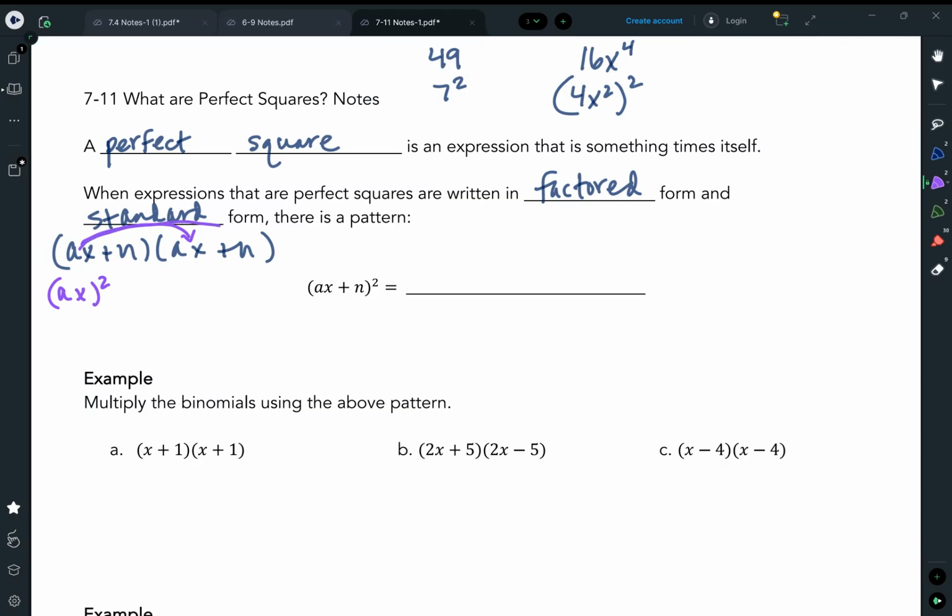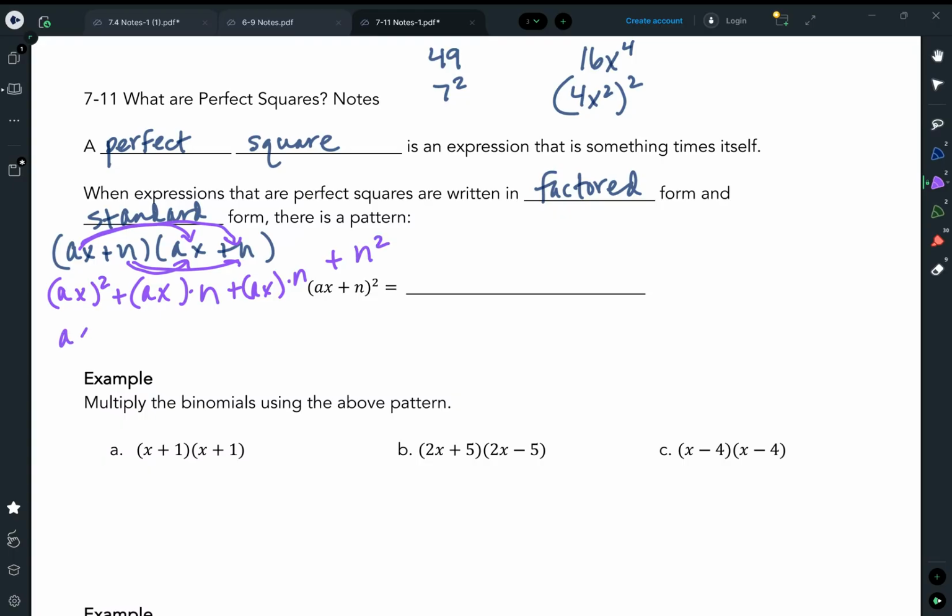Then we're going to multiply ax times n. So I'm going to write ax together times n. Then we're going to multiply n times ax. That's going to be another ax times n. I can write the multiplication in whatever order I want. My last term is going to be n times n. That's going to be n squared.